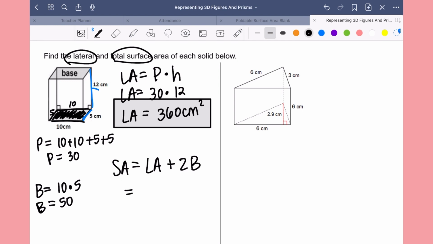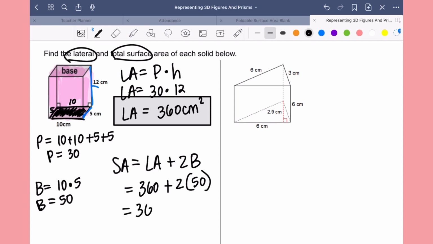And now I just add the lateral, which we already found was 360, plus 2 times 50. Remember, I have to use 2 because there's 2 bases, the one at the top and the one at the bottom. So we're finding all of these areas. So what is 2 times 50? That's 100. So total surface area is 460 centimeters squared.